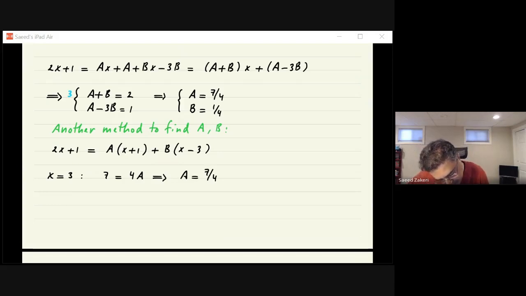And then choose -1 for x. That will kill this term. On the left side, you get -1. On the right side, you get minus 4B. And that means B is 1/4. Of course, the same answer.